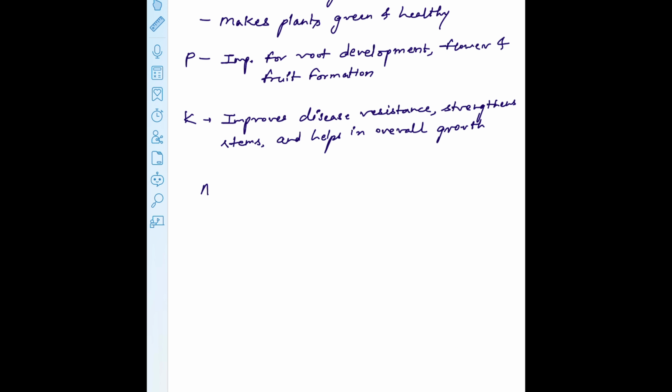What are the advantages of fertilizers? Fertilizers provide nutrients quickly.